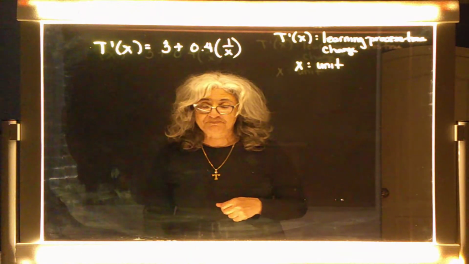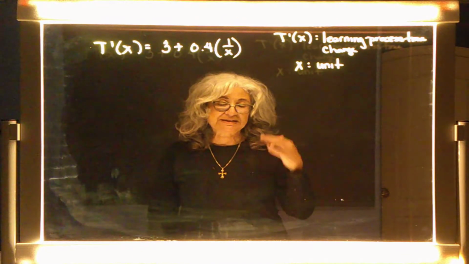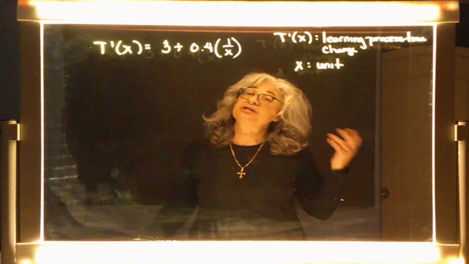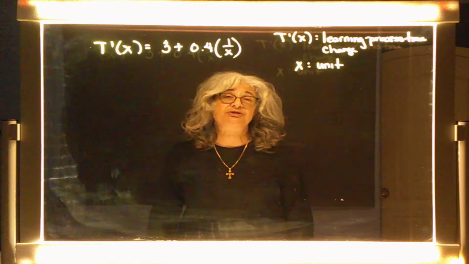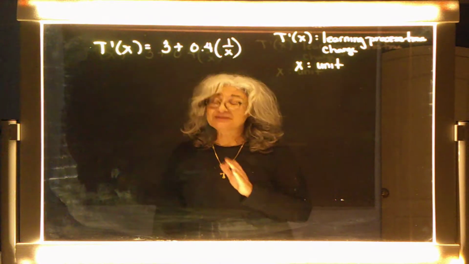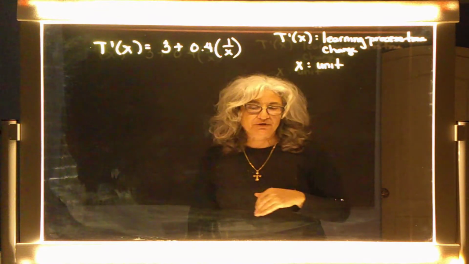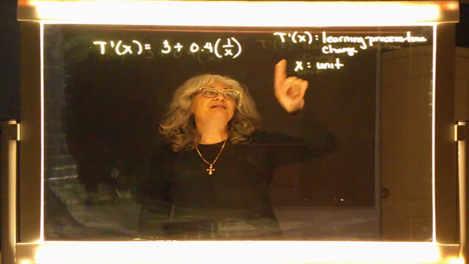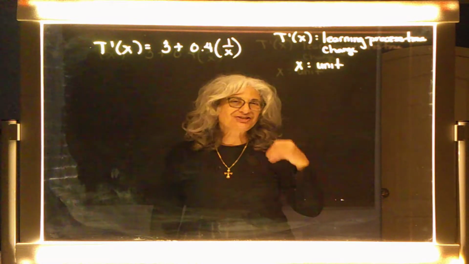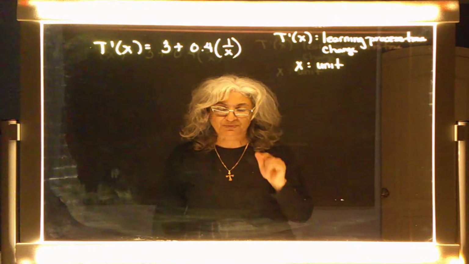Ready for the next one? A company is producing a new product. Due to the nature of the product, the time required to produce each unit decreases as workers become more familiar with the production procedure. It is determined that the function for the learning process is given by 3 plus 0.4 times 1 over x. Now they tell us the t prime of x is the learning process time. Well, that's actually the change of the learning process. They didn't use the word change, but they mean change, trust me.